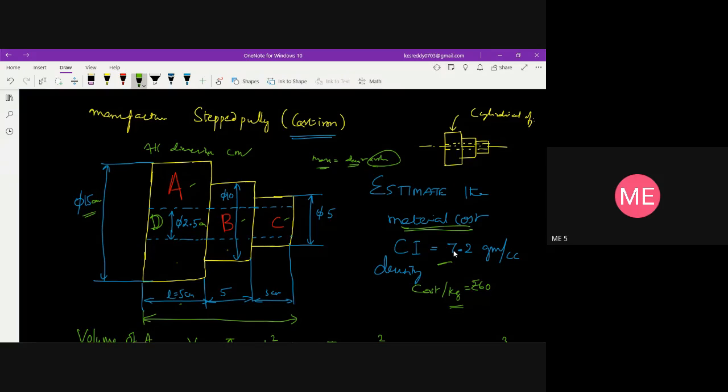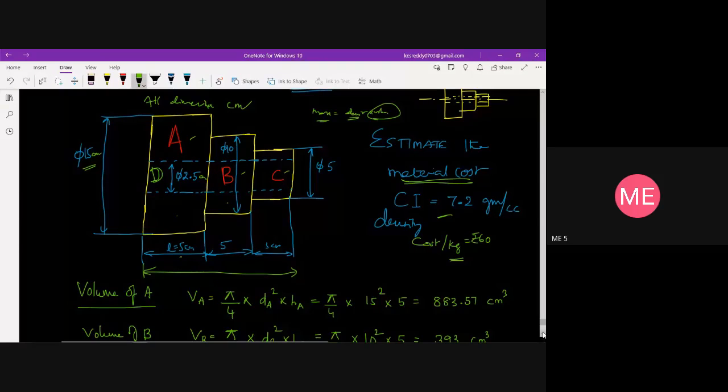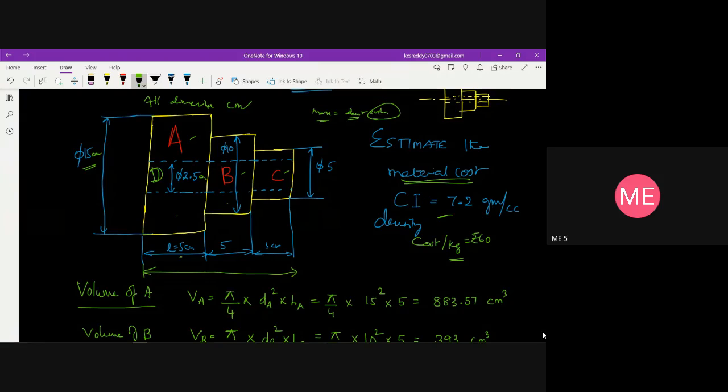First, as a whole component, we are assuming that there is no hole at all. So take the volume of the cylinder A. Volume of A I am going to find out. As it is represented in the form of a cylinder, we know that the cylinder volume is equal to pi r square h, or pi d square by 4 into h. So using that equation, pi by 4 into dA square into HA is the volume of cylinder, part A. Substituting these values, I will get around 883.57 centimeter cube.